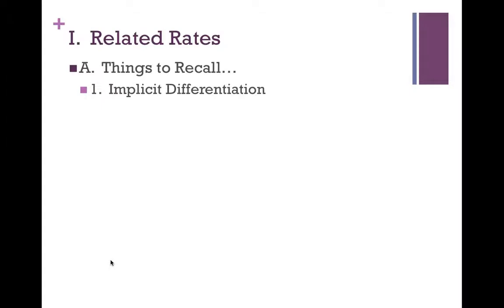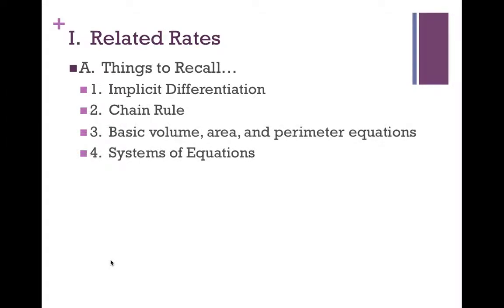Implicit differentiation, which is here. Chain rule. So all those things you need. And then the bigger ones are your volume, area, and perimeter equations, which would be for cylinders, spheres, I'm blanking, a Rubik's Cube, a cube, there we go, sorry.